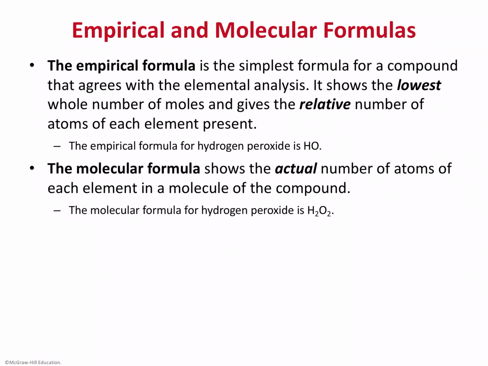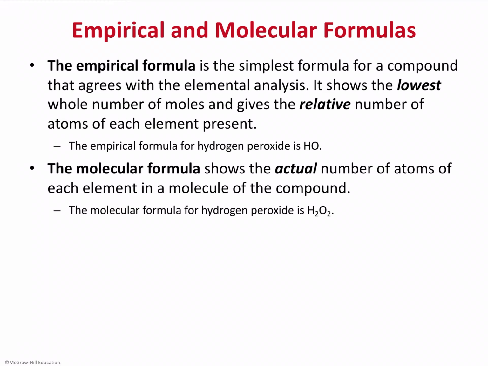Okay. So another important concept is empirical and molecular formulas. Empirical formula is the simplest formula for a compound that agrees with the elemental analysis. It shows the lowest whole number of moles and gives the relative number of atoms of each element present. Empirical formula. And then we have another one called molecular formula. Shows the actual number of atoms of each element in a molecule of the compound.